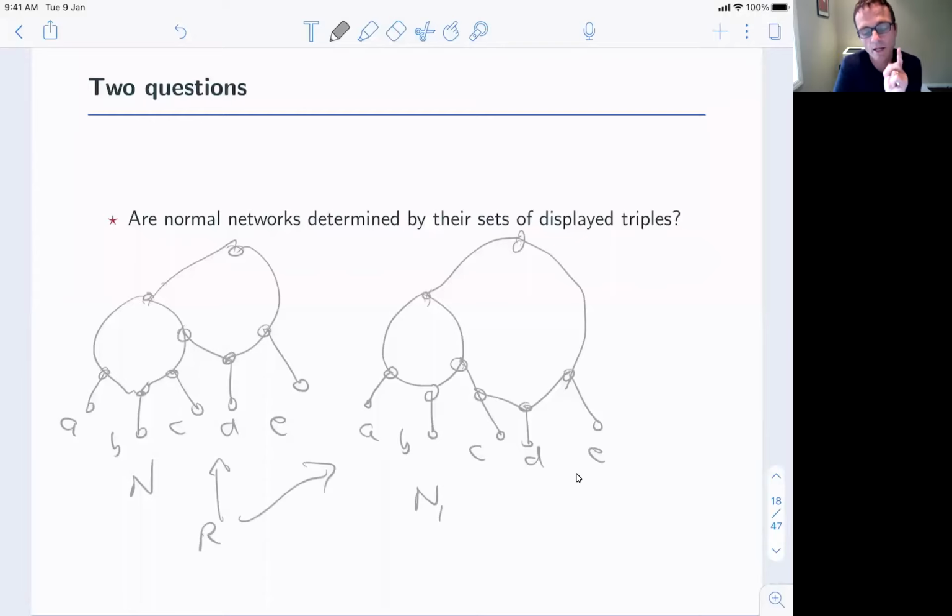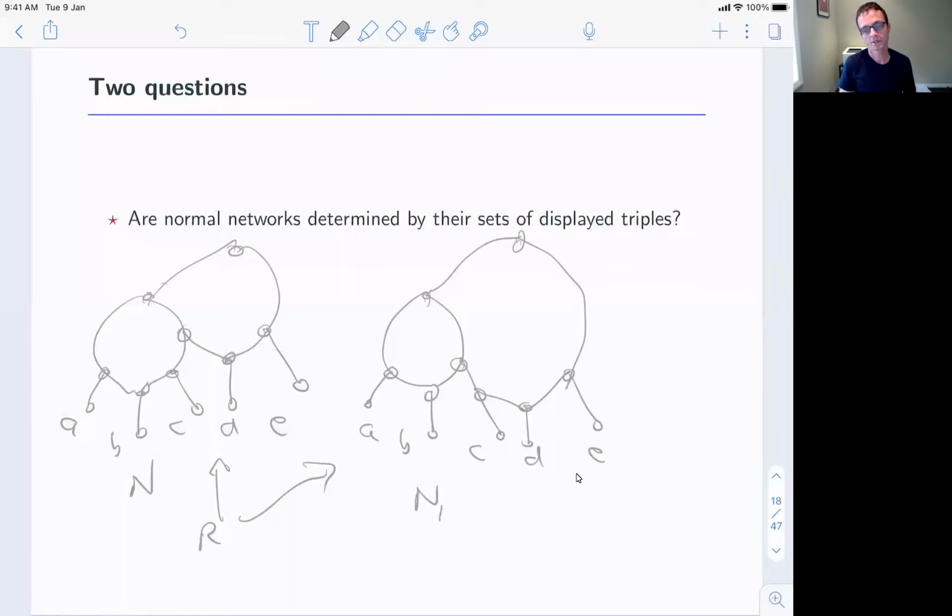Just for those who I should have said at the beginning, when you talk about isomorphism for phylogenetic networks or phylogenetic trees, you have to map vertices to vertices in a way that preserves the relationships between them. In this case, A has to be mapped to A, B has to be mapped to B, so the mapping is an identity on the leaf set. That's what you mean by isomorphism. So that's not true, not in general. So we do need the quads.